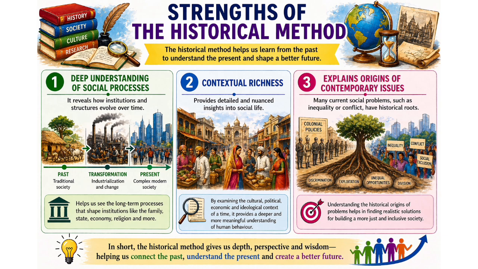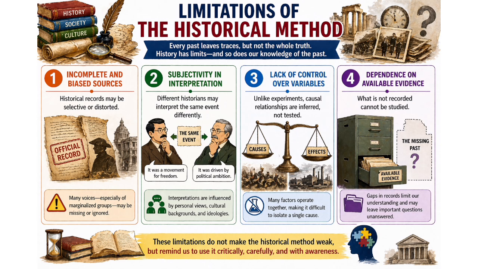It reveals how institutions and structures evolve over time. Contextual richness. Provides detailed and nuanced insights into social life. Explains origins of contemporary issues. Many current social problems, such as inequality or conflict, have historical roots. Limitations of the historical method. Incomplete and biased sources. Historical records may be selective or distorted.